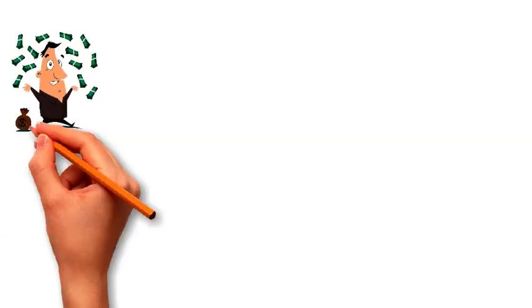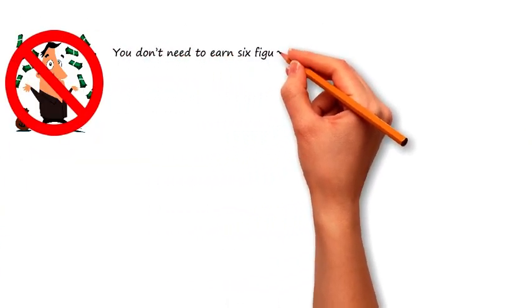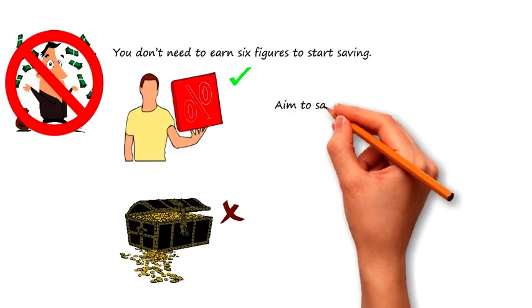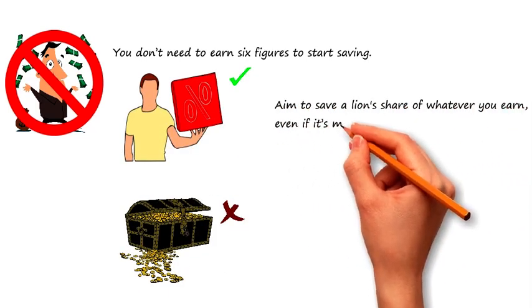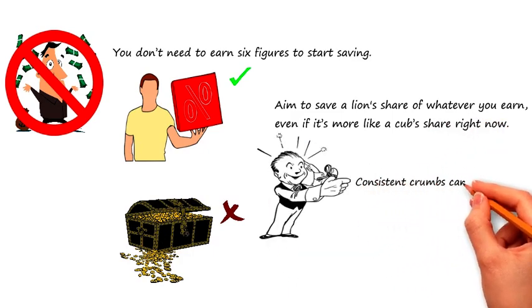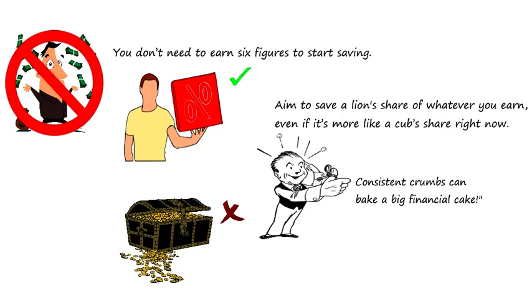First off, let's bust a myth: you don't need to earn six figures to start saving. It's all about percentage, not amount. Aim to save a lion's share of whatever you earn, even if it's more like a cub's share right now. Remember, consistent crumbs can bake a big financial cake.